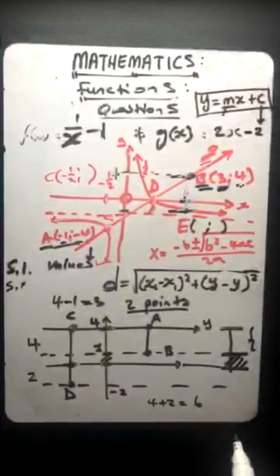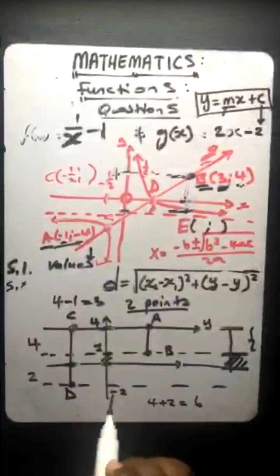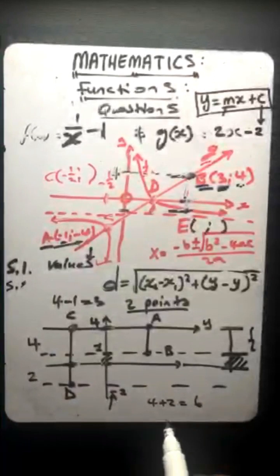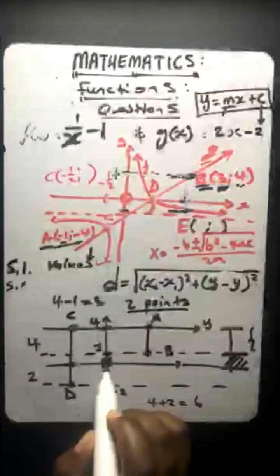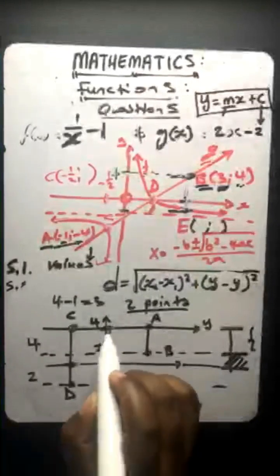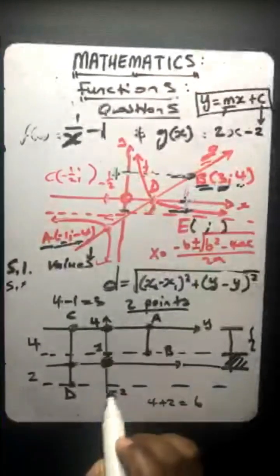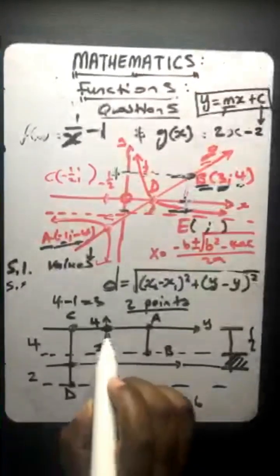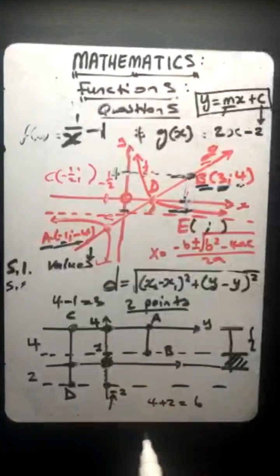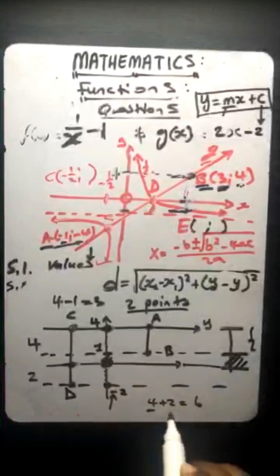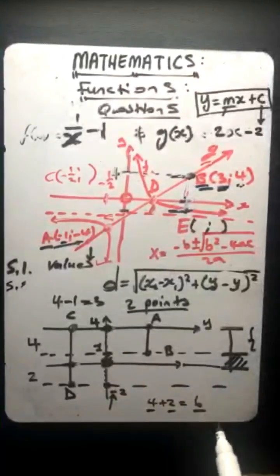So when it comes to distance, you forget about the negative. We just want to know, if you had to walk from that point to that point, how long are you going to walk? You're going to walk 1, 2, 3, 4, then 1, 2. So that means you walked 2 units and 4 units. In total, it's 6 units.